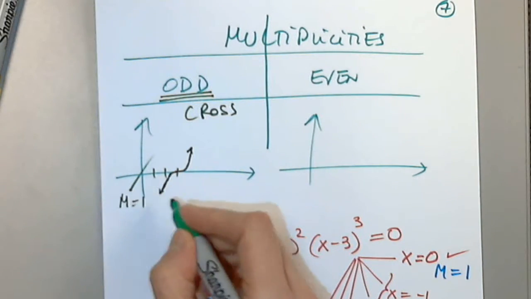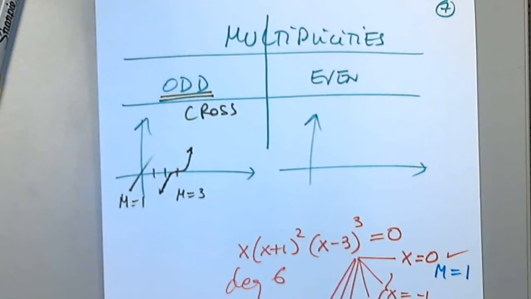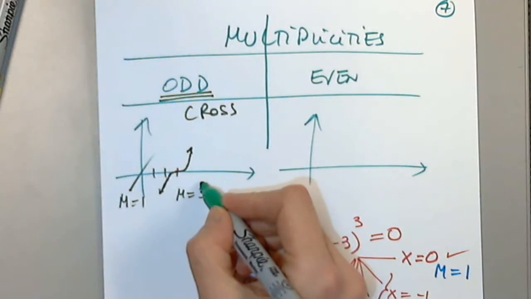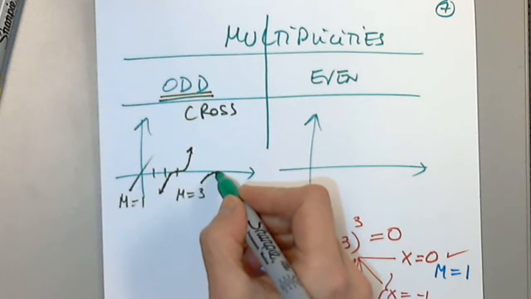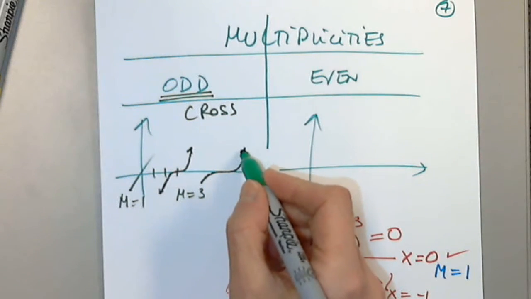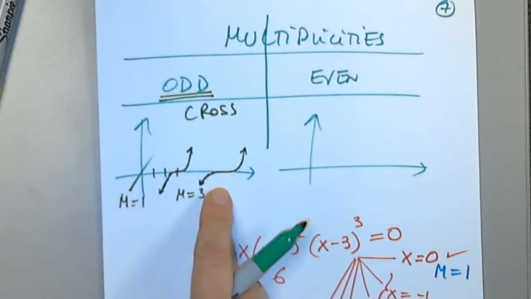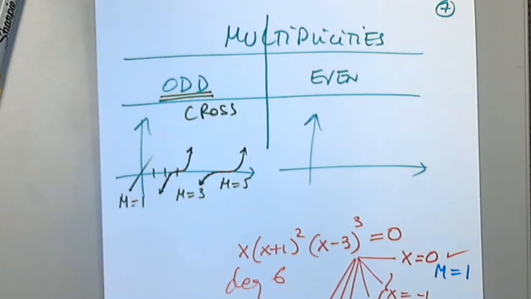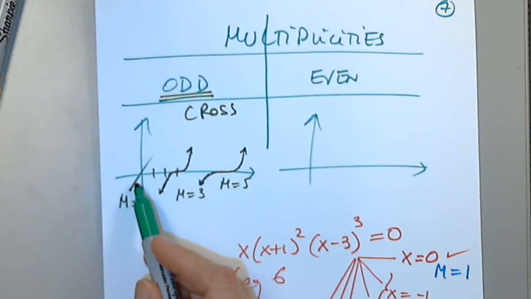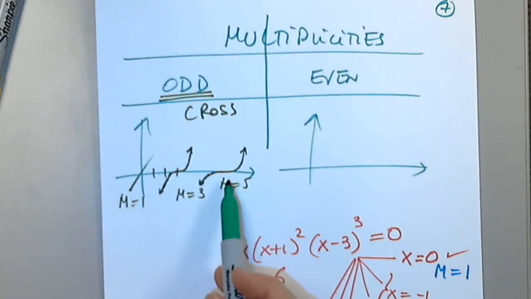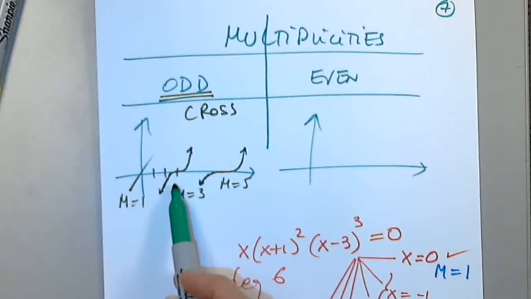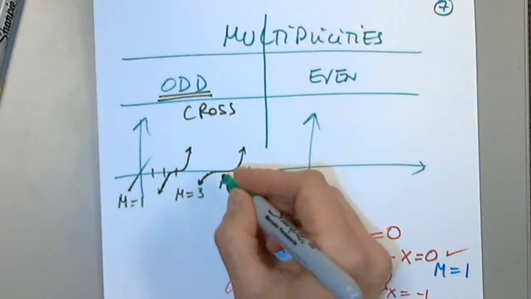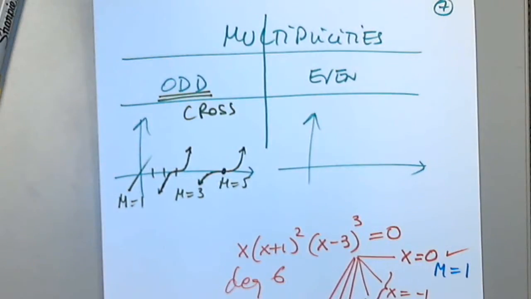This is multiplicity 1, and this is multiplicity 3. This will be multiplicity 5. See the difference between 1, 3, and 5? This one is straight. It's running through the x-axis. This one takes its time. This one is even slower than this one. Again, it doesn't mean that it has 5 solutions at this point. It only says it has 1, but there are 5.